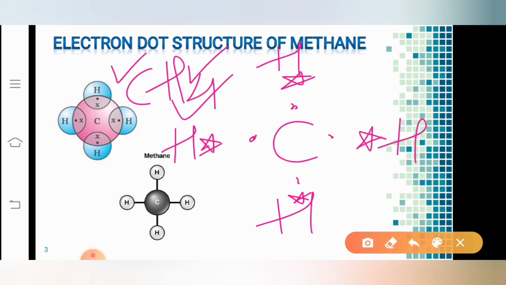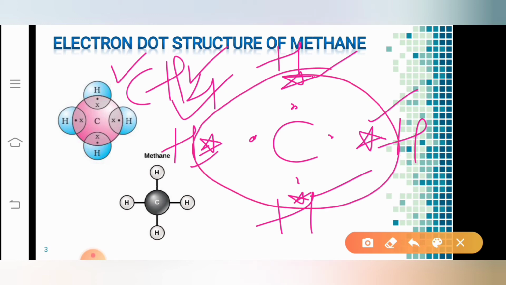Now let us check whether each atom obtained the noble gas configuration, that means whether its shell is completely filled. By looking at the carbon, check whether the carbon has 8 electrons, because it has shared electrons with the hydrogen. Carbon shared 4 electrons with 4 hydrogen atoms. It was having 4 valence electrons, and it shared 4 electrons from the 4 hydrogen atoms. Thereby now it has 8 electrons. So it is concluded that carbon achieved the noble gas configuration.